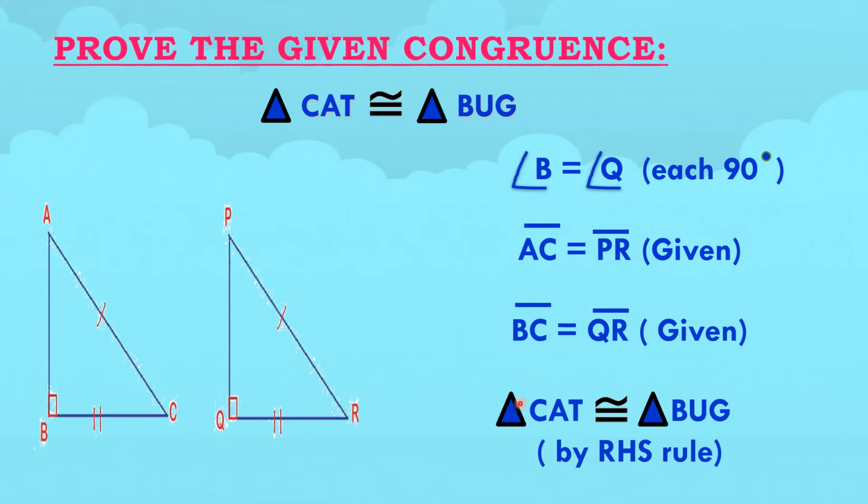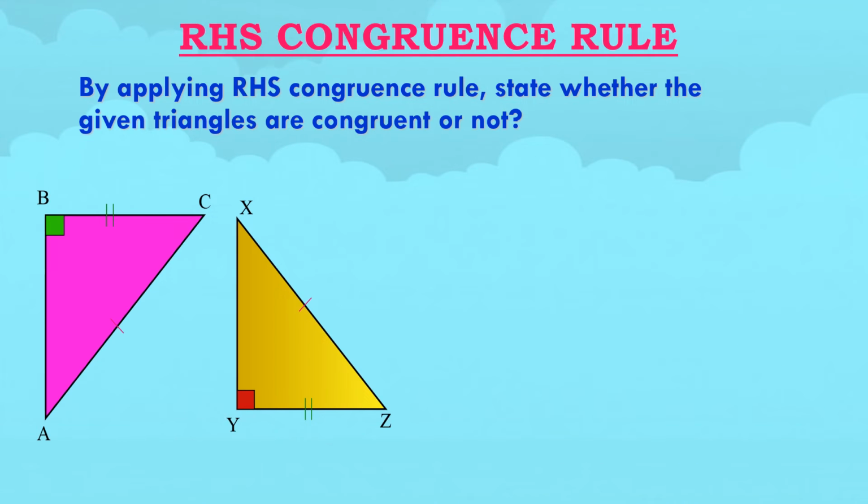So that means all the three conditions are fulfilled. So triangle CAT will be congruent to triangle BUG. By which rule? By RHS rule. Okay. By applying the RHS congruence rule, you have to state whether the given triangles are congruent or not.